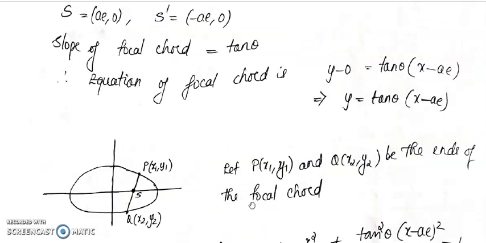So let us see how to solve the equation. Let us consider the ellipse x square by a square plus y square by b square equal to 1, and the foci are going to be the points (ae, 0) and (-ae, 0). So in this case, we take the focal chord passing through the focus (ae, 0).